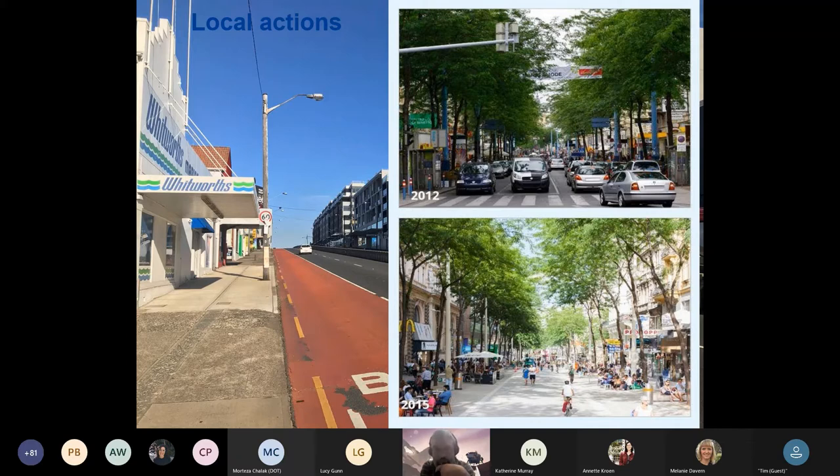Although I would like to draw your attention to the McDonald's sign that's more easily accessible now than in the previous 2012 version. So we can't win every battle.